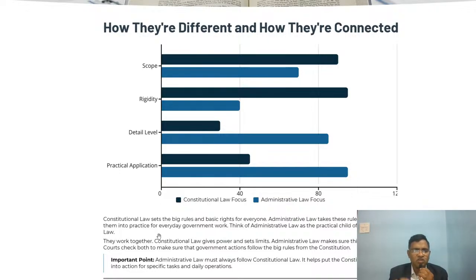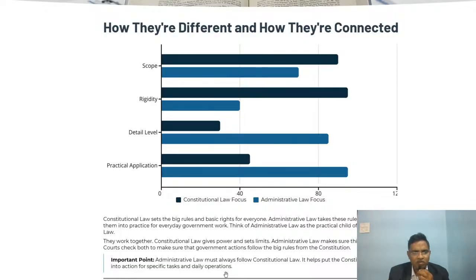So constitutional law sets big rules and basic rights for everyone, whereas administrative law takes these rules and puts them into practice in everyday government work. Constitutional law gives the foundation and the basic structure, whereas administrative law puts it into practice in the government's work. So think of administrative law as the practical child of constitutional law. Here the parent is constitutional law, but the child is administrative law. So administrative law and constitutional law work together.